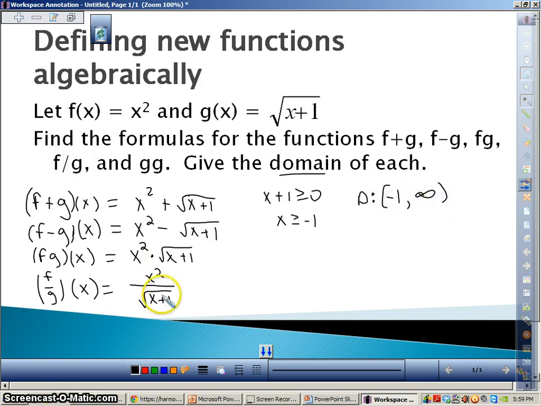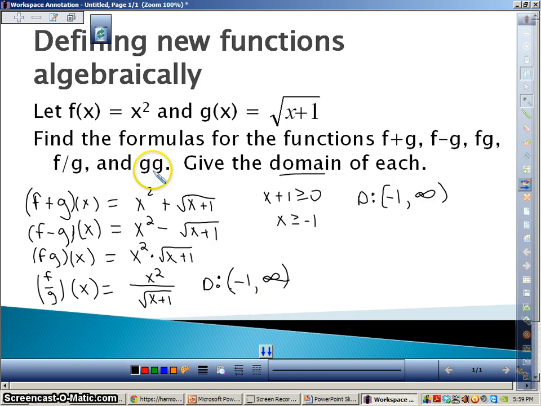But when we come down here, we know that it can't be equal to negative 1, or we'd have a 0 in the denominator. So our domain for this one is going to change a little bit. We're going to have a parenthesis from negative 1 to infinity.